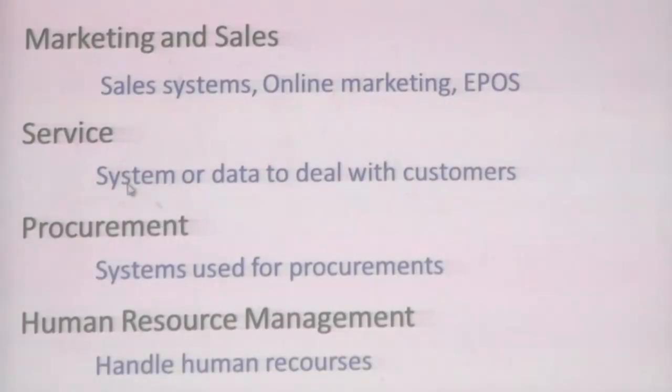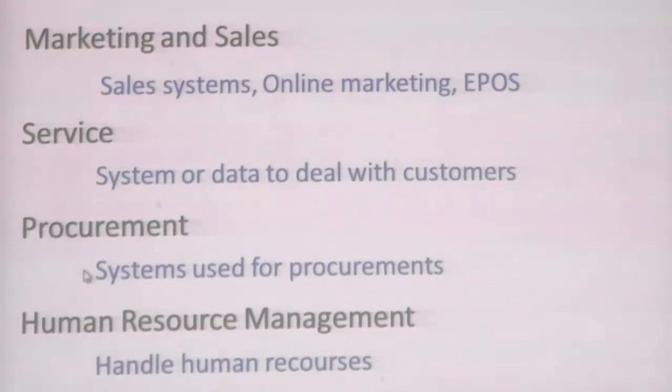And services: systems or data to deal with customers. The customers are dealing with systems in the value chain. So not only inside the organization, the outside parties will also be involved to get the service. So customers are involved to get the service. Procurement. We talked about services, and in the service industry it is also heavily used.